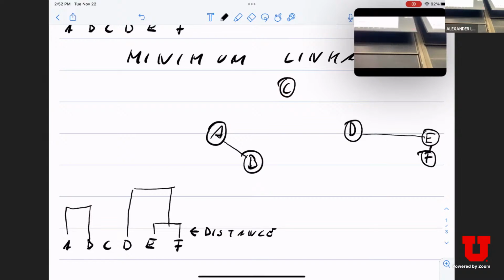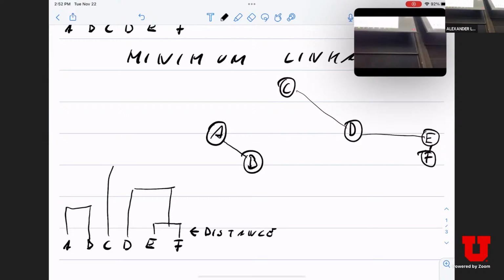And then I could keep going. I would probably determine that this distance here is the minimum. So I would draw this line, and then I would draw the C to D. Okay, I guess it still works. Then I have our C to D like this. And then I will finally draw C to B like this. So then I have my dendrogram.